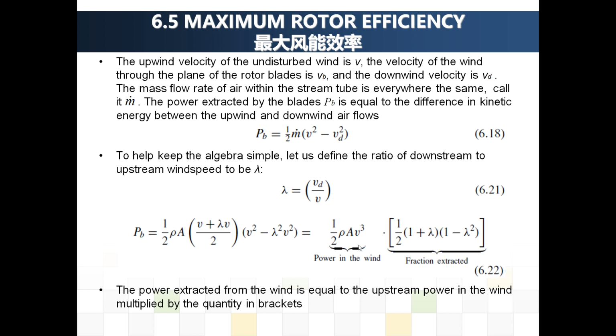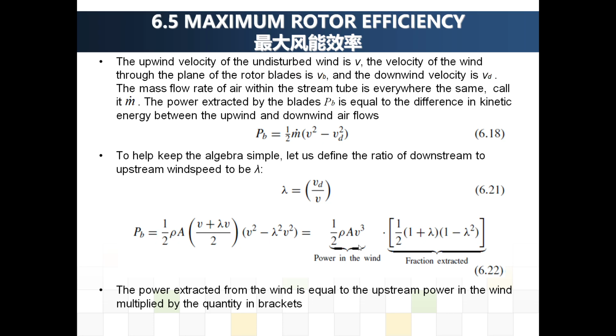The power extracted by the blade, Pb, is equal to the difference in kinetic energy between the upwind and the downwind air flows. So Pb is equal to 1/2 m dot multiplied by (V squared minus Vd squared).